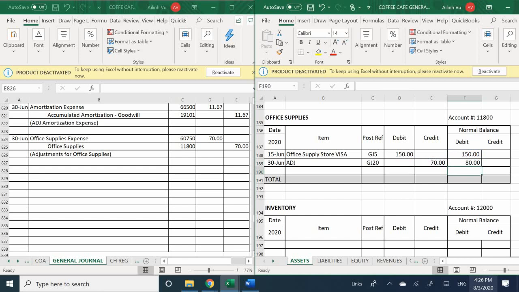So instead of having $150 worth of supplies, you already used $70 of it. So therefore, you only actually have $80 worth of supplies. So that's what an adjustment really does. It pretty much tells you, okay, if I bought this much supplies and I used them, so expense, right? Then I have to reevaluate and adjust my entry by saying, okay, I no longer have the full $150 of supplies. I only have $80 worth.